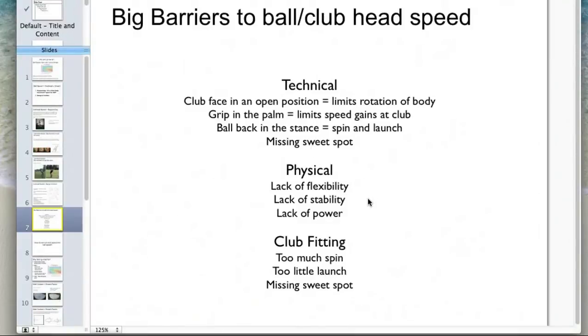So from a physical standpoint, you'll see that there's 3 major criteria for creating speed. 1 would be flexibility, 2 would be stability, and 3 would be power. Now you'll see that strength isn't mentioned because it tends to be a much lower priority when it comes to something like golf or throwing, mostly because the implement is so light and you have such little time to apply force to it. You need more power than you need strength.